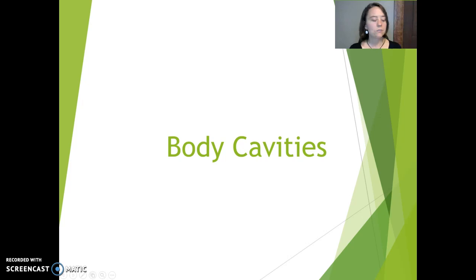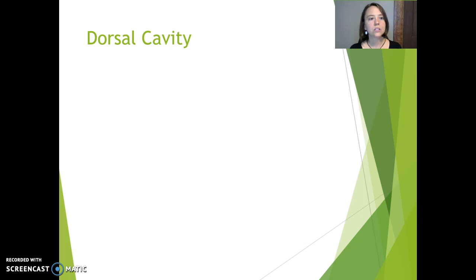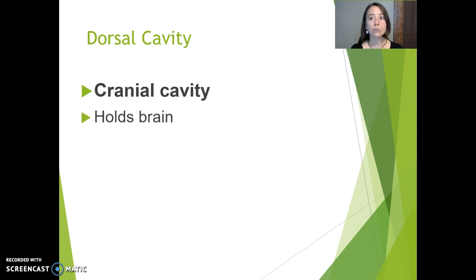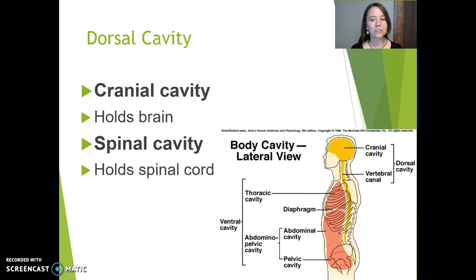So some more terminology you're going to need are the body cavities. Starting with the dorsal cavity. In the dorsal cavity is the cranial cavity, which holds your brain, and the spinal cavity, which holds your spine. And here is a view. So everything that's yellow is the dorsal cavity, the cranial cavity is here, and the spinal cavity is here. Next, we are going to look at the thoracic cavity, which is everything in the salmon color.